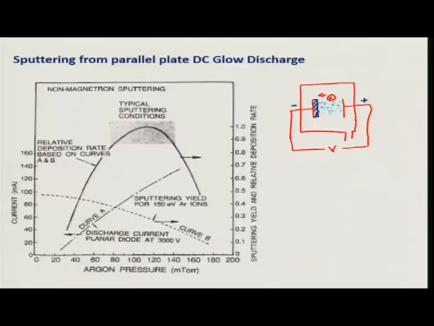And then these sputtered atoms which are coming out from the surface of the target will have some kinetic energy, will travel some distance and then make a thin film layer at the substrate. So, this is the overall process of sputtering.